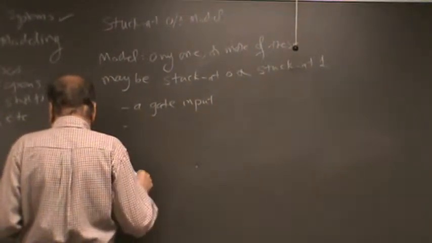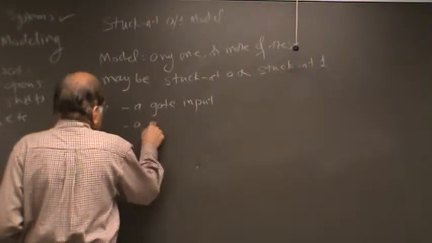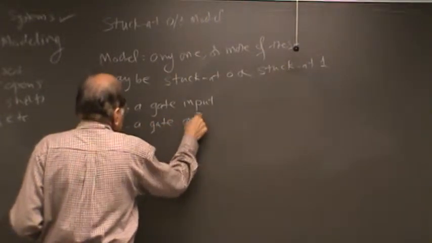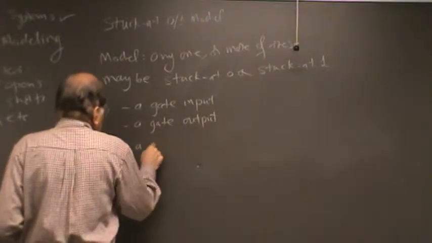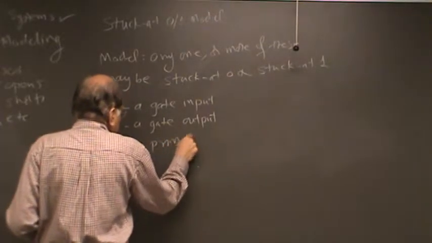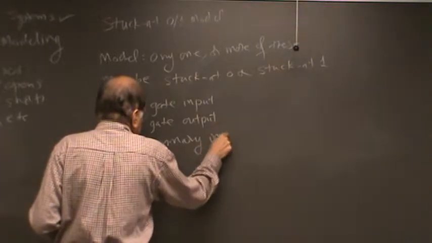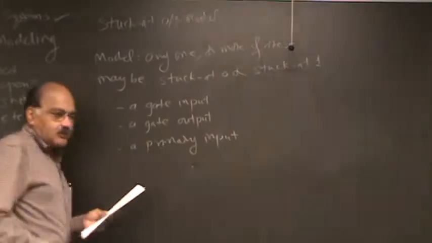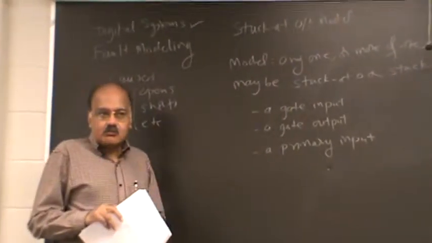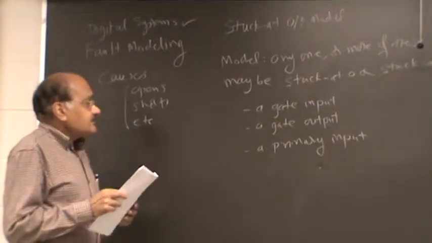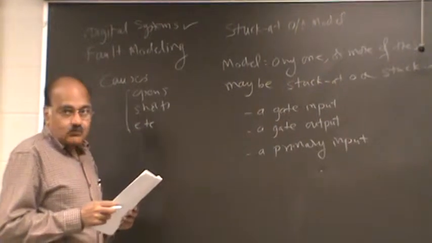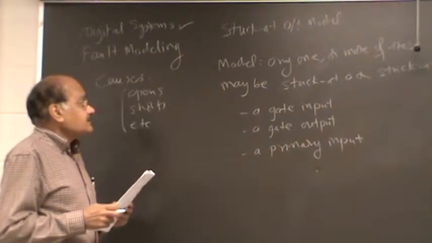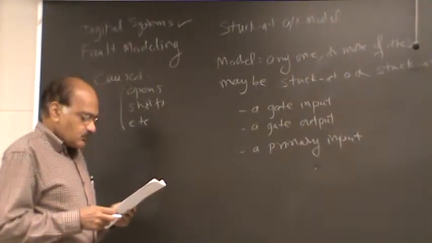And a gate output. And a primary input. The primary input is basically an input coming from somewhere outside. So any of these, one or more of these, could be stuck at 0 or stuck at 1. And this is the classical stuck-at 0, 1 fault model.